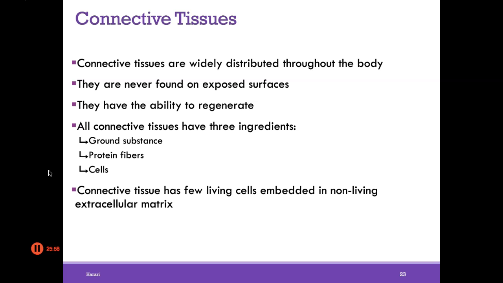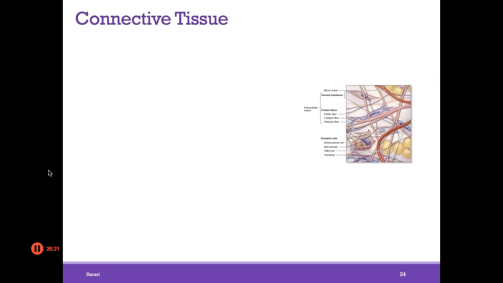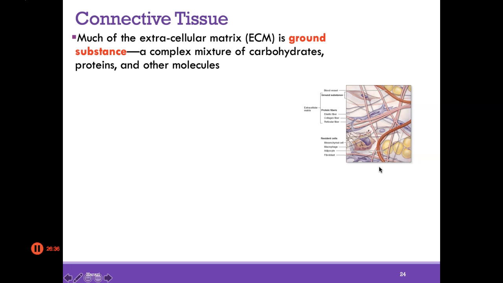And generally speaking, connective tissue has very few cells compared to the amount of extracellular matrix. What that means is the stuff outside of the cells is extracellular. So the matrix consists of protein fibers and ground substance. So most of connective tissue is ground substance and protein fibers with a couple of cells embedded in it. So here we have an image of loose connective tissue. We have very few cells, like only a couple of cells, but we see protein fibers, and all the stuff that it's embedded in, the fluid, is ground substance. So much of the extracellular matrix is ground substance.